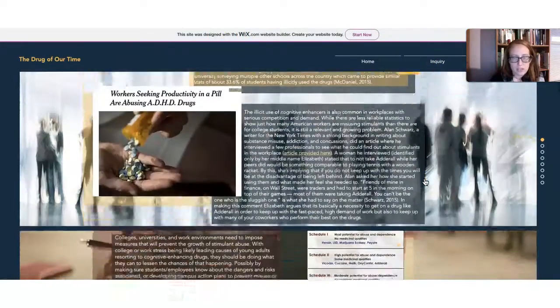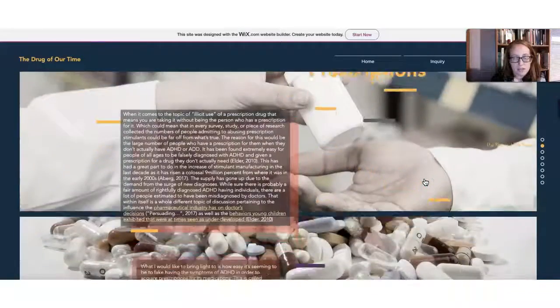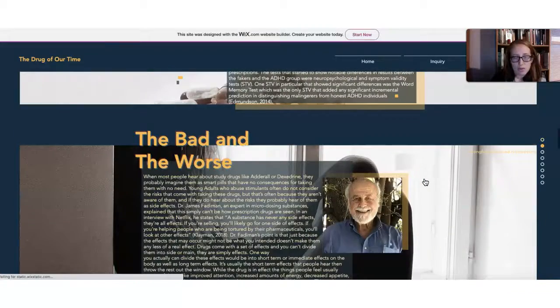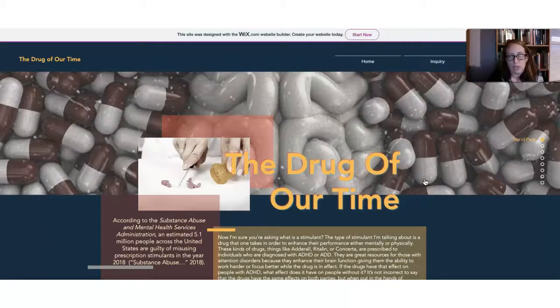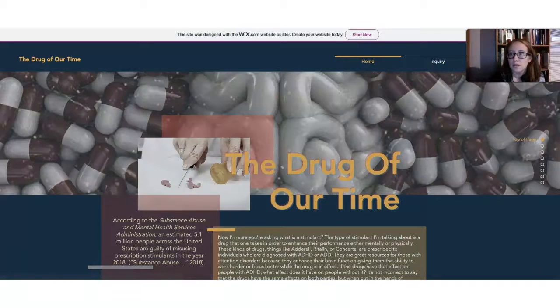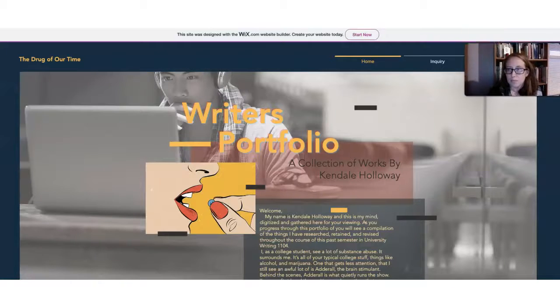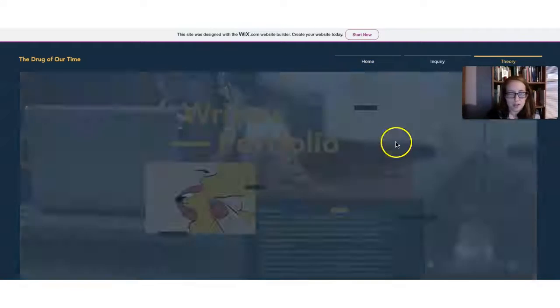This is more of a digitally designed, enhanced academic essay, so it's very well designed and clean cut and matches the design of the portfolio as a whole, which is themed after the topic. I have to move my little window down so I can click on the writing theory part.